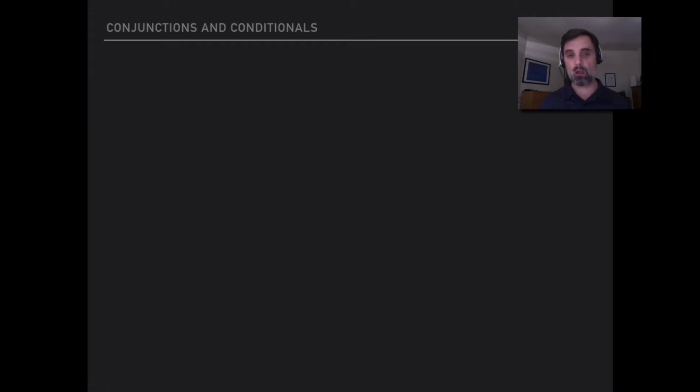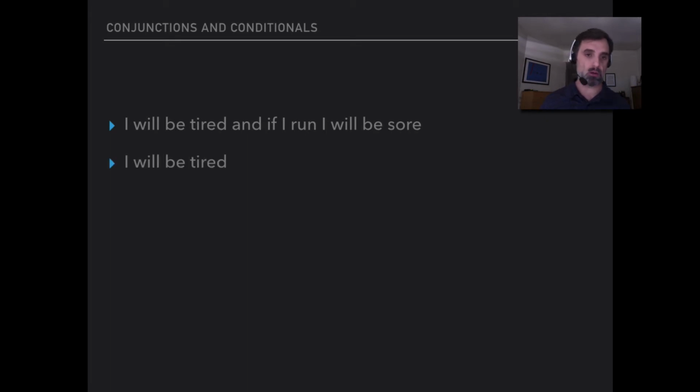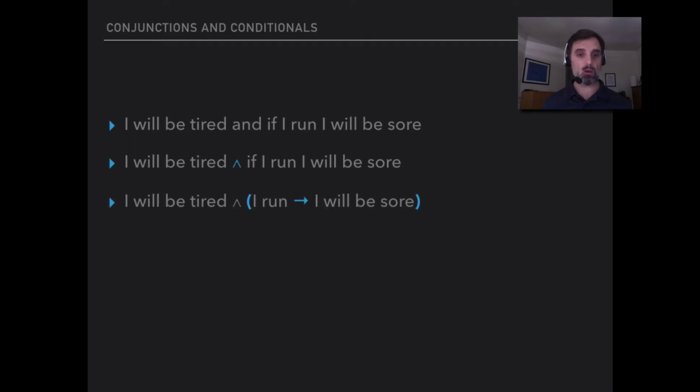Okay, good. Now let's look at I will be tired, and if I run, I will be sore. So this is a conjunction, so we'll put in a conjunction symbol for the and, and we'll say I will be tired, conjunction, if I run, I will be sore. Now the right-hand side is a conditional, so we're going to turn it into an arrow. But we need to say, what does the arrow attach to? We want the consequent to be I will be sore, and we want the antecedent to be I run. So we're going to put the parentheses around I run and I will be sore. And then that turns into T and if R, then S.